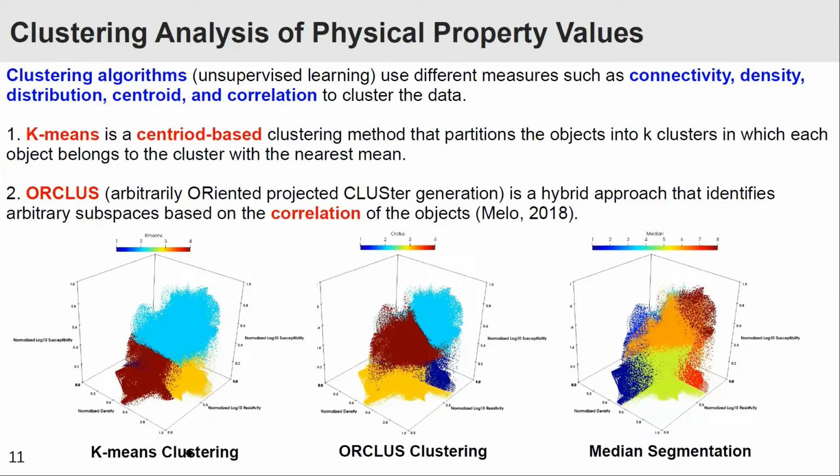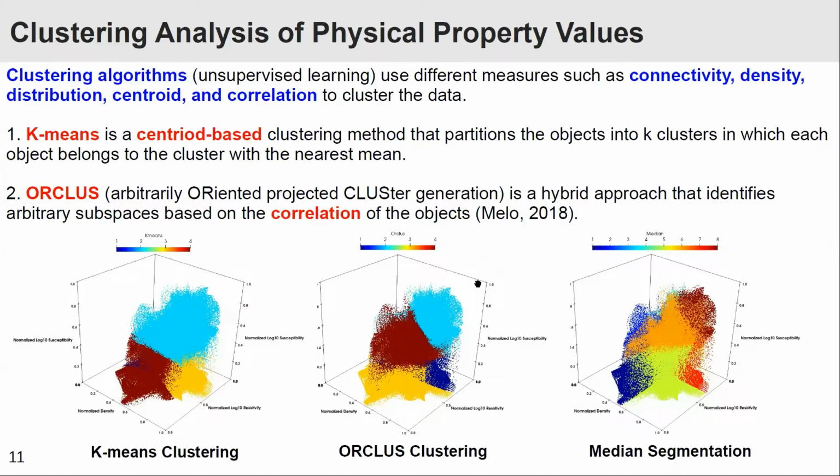So you can see here the k-means clustering. I use four groups, and the cluster informant generates this one. If I apply the ORCLUS clustering, I generate this cluster. So you can see that they are colored based on different colors.